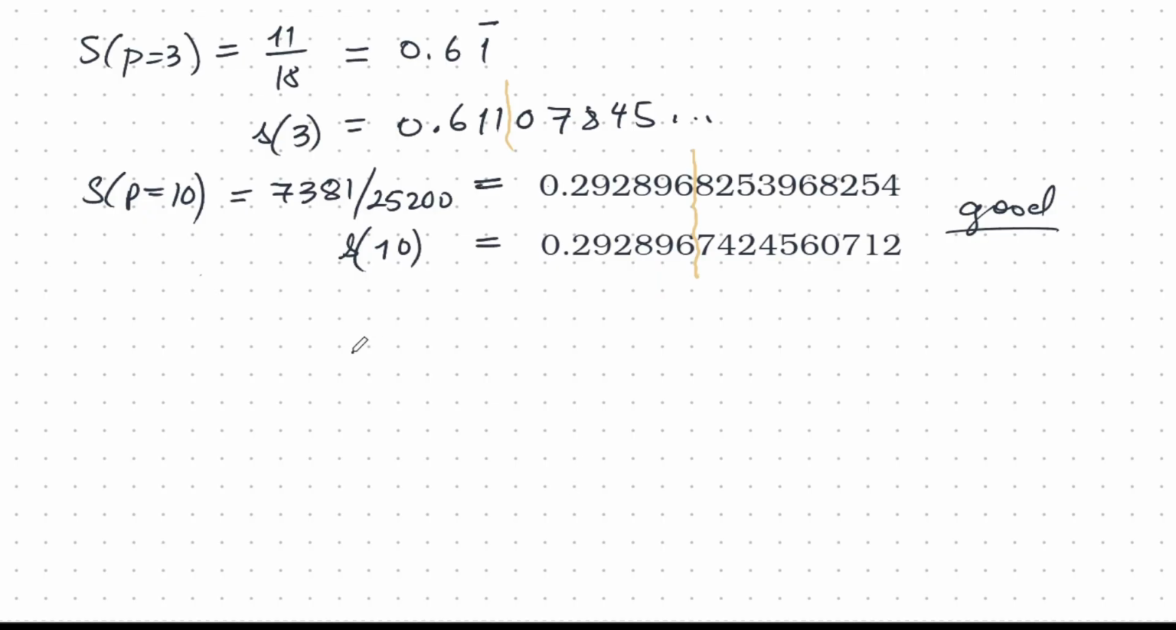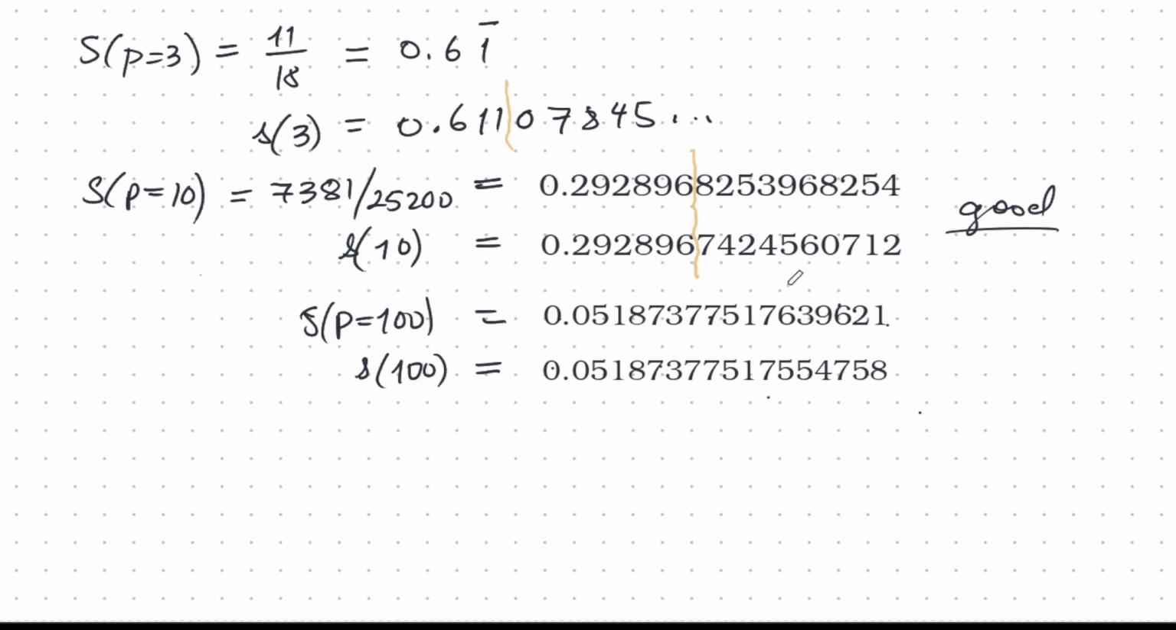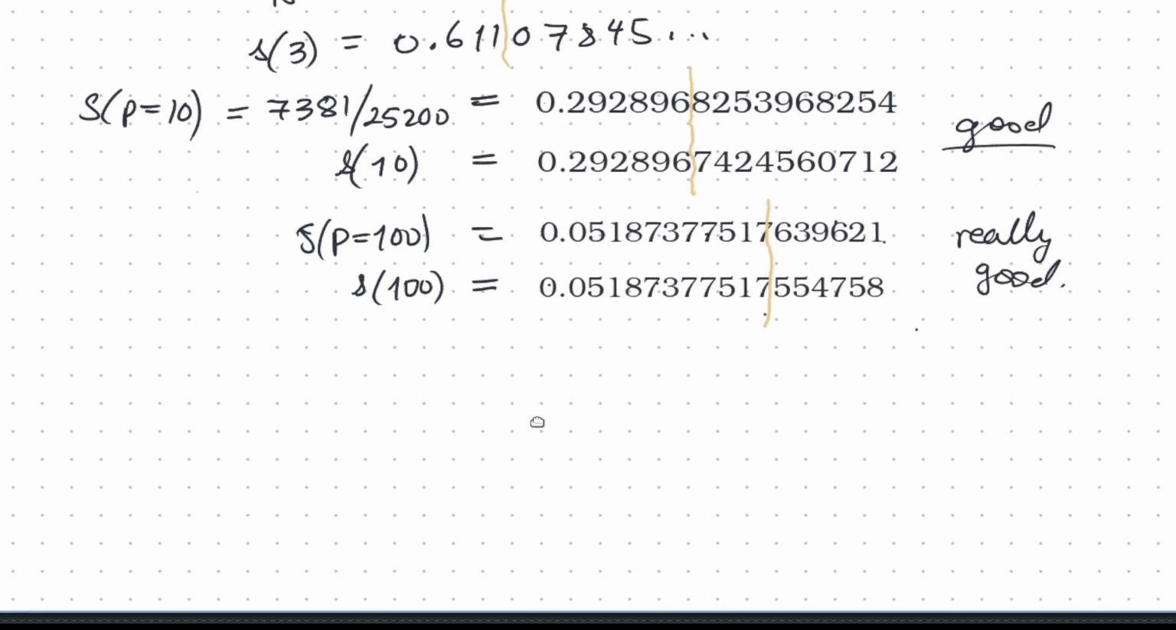Okay, let's do it. Let's do P is 100. S of 100, that was a huge fraction, so I'm not going to write that again. I'll give the floating point approximation for it. We get this 0.0518 and so on. And now let's find the little s approximation. Wow, that's very, very close. Let's see how far. Oh, wow, many, many decimal places. So it's really nice, really good. Okay, fantastic. Very, very nice.